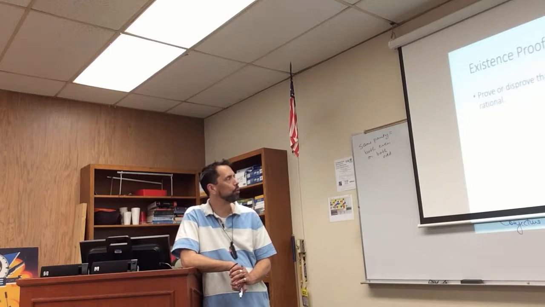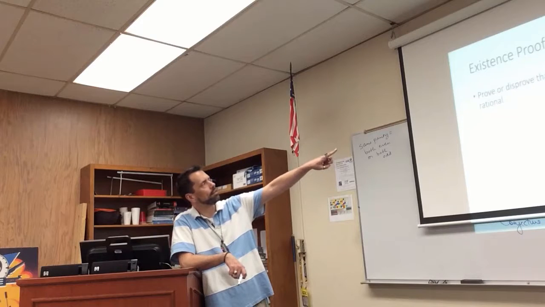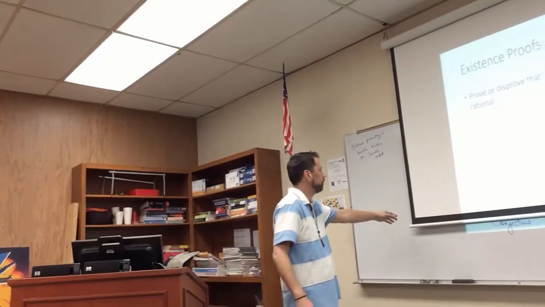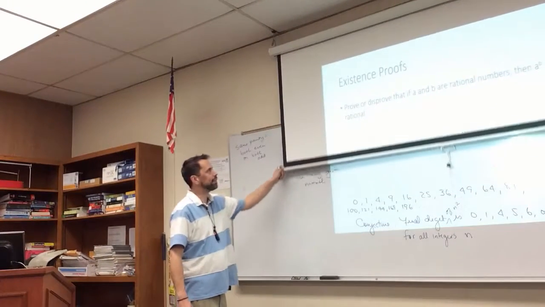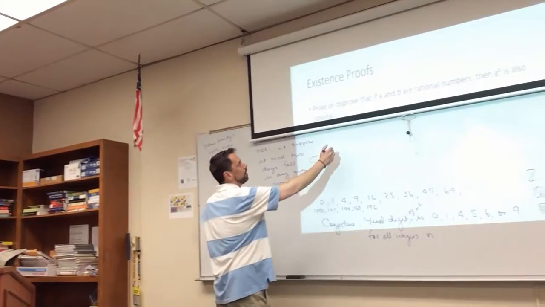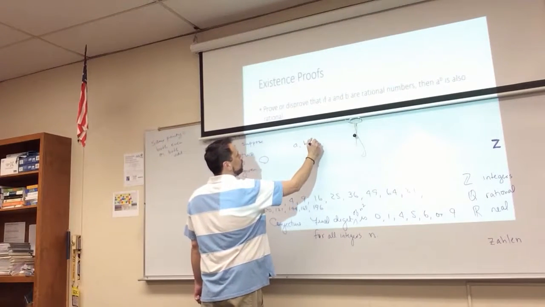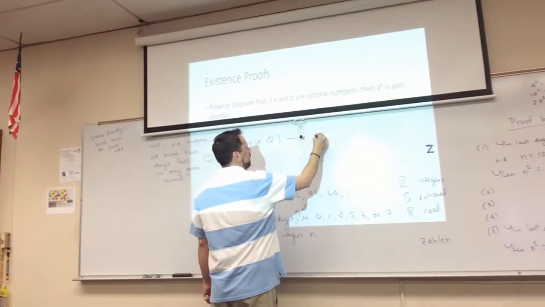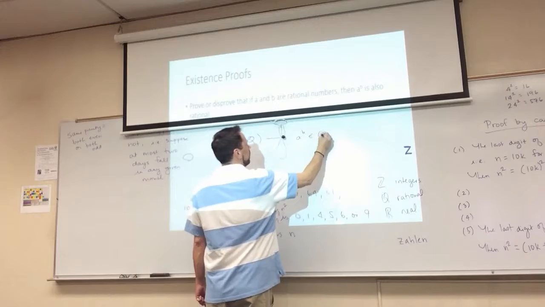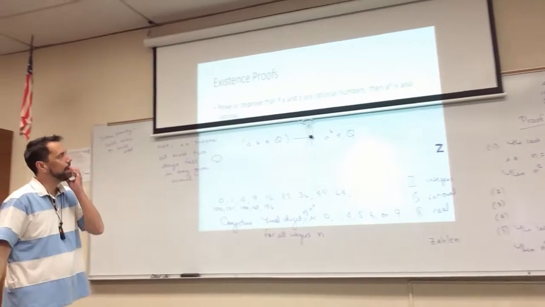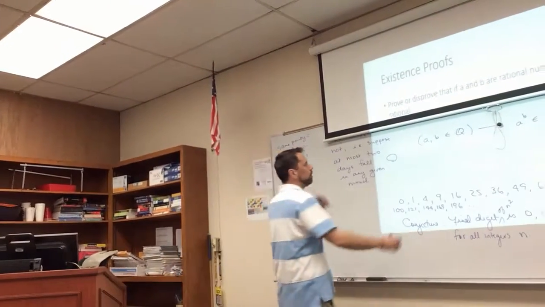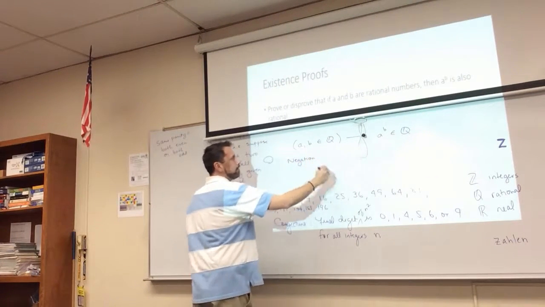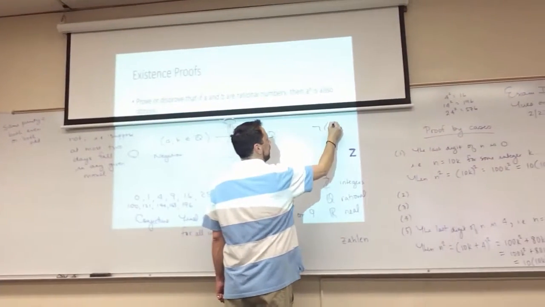A counterexample would be, okay, so the statement says, if a and b are rational, then a to the b is also rational. What would the negation of that say? So a and b rational implies a to the b is rational. If that's not true, okay, remember how the negation of the statement P implies Q?